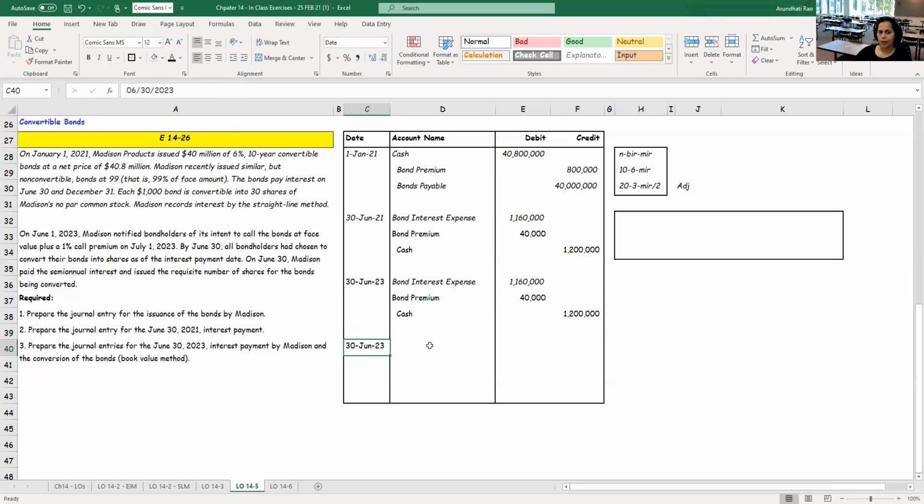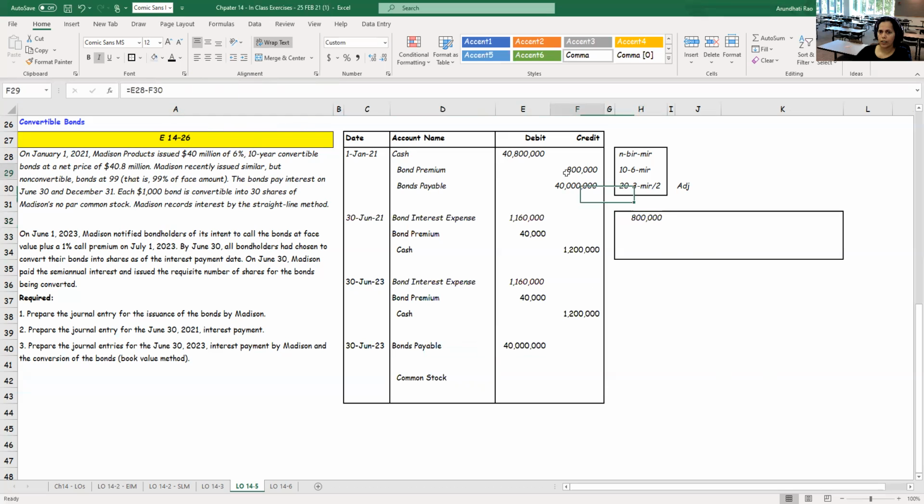conversion. Now I'm converting the bonds, all of them. So bonds payable is going to be debit. I'm going to leave a line and write common stock credit. Bonds payable debit, I know the amount. It's $40 million. We are converting the debt security to equity security from the viewpoint of the investors.